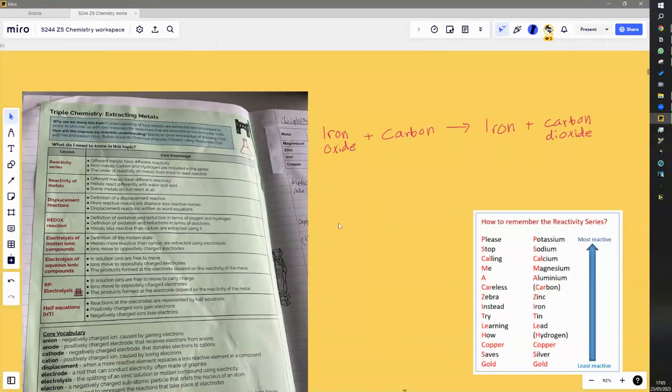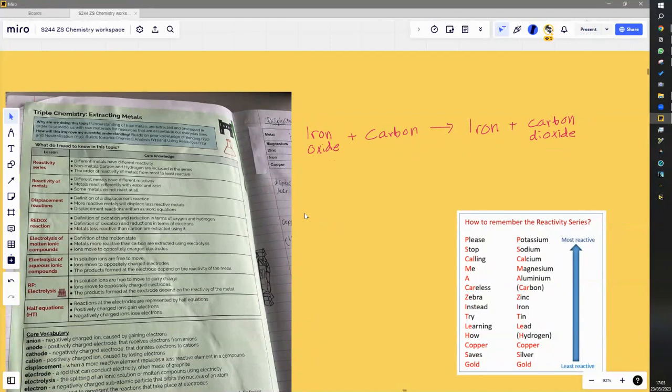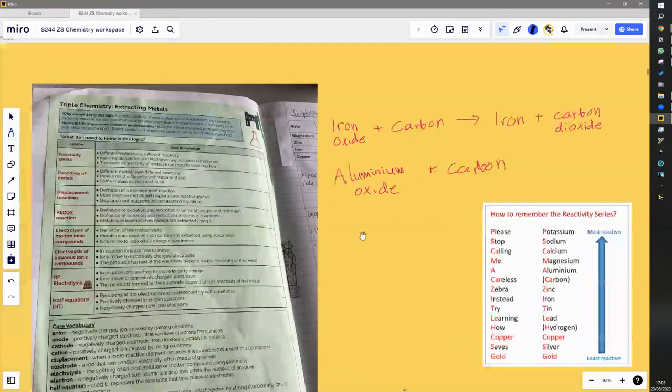If I were to try the same trick with aluminium, so I've got some aluminium oxide, and I react it with carbon, well, nothing happens because aluminium is up here and it's more reactive than carbon. So carbon will not displace aluminium from aluminium oxide. In fact, if you reacted aluminium with carbon dioxide, the aluminium would displace the carbon. So the more reactive element always displaces the less reactive element.